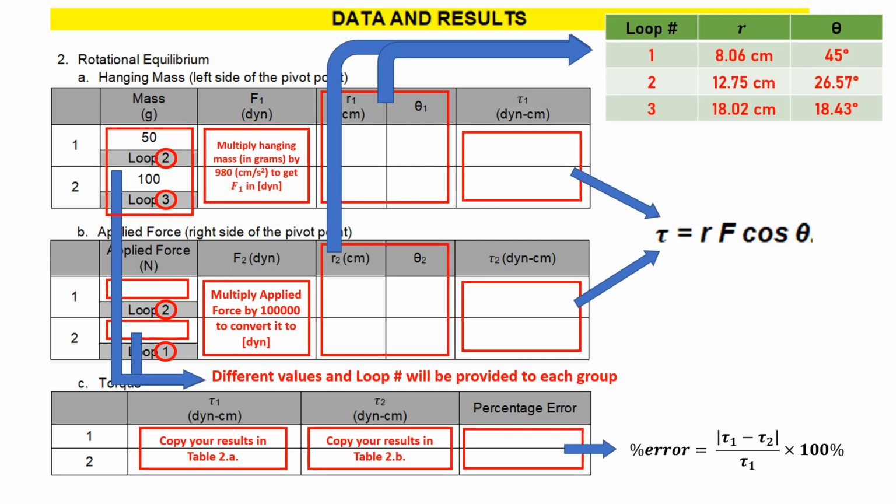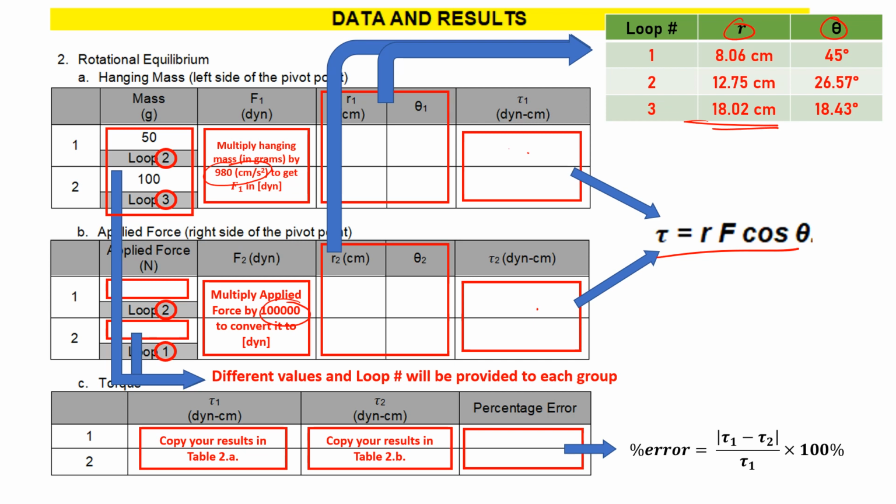Anyway, so we have these formulas. We have different values for loop, and the loop number will be provided anyway, so that can be seen on the table. So the value of R and also the value of theta depend on the loop number. And again, the value of F1 here, we should multiply by 980 centimeters per second squared. And then for the F2, you need to multiply this by 100,000 to convert the Newton into dyne. And compute for the torque 1 and also torque 2, the formula is R multiplied by F cosine theta.